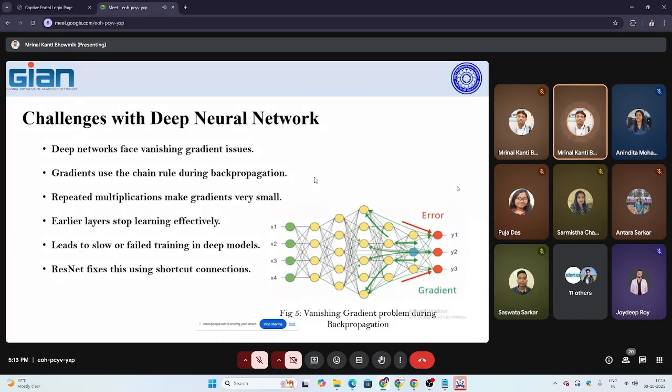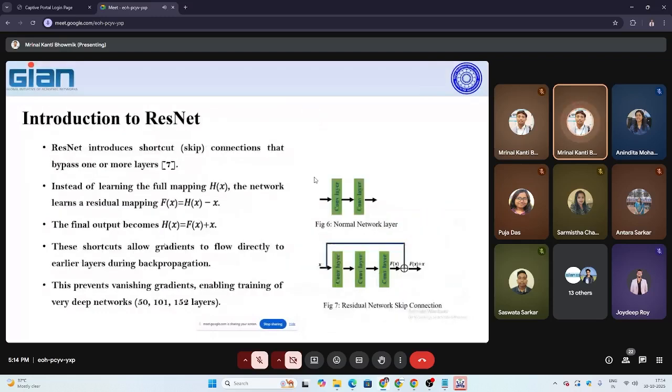As we go backward through the layers, each step involves a multiplication of small derivative values across multiple layers. These products become extremely small when you go through, suppose, 3, 4 to 5 steps over these layers, and by the time it comes to this layer, the value becomes very small, and when it reaches the earlier layers, the gradient almost vanishes. So this is a serious problem in deep neural networks. Earlier layers stop learning effectively, leading to slow or failed training in deep models. In that case, ResNet helps to fix this with shortcut connections. So this is called the vanishing gradient problem.